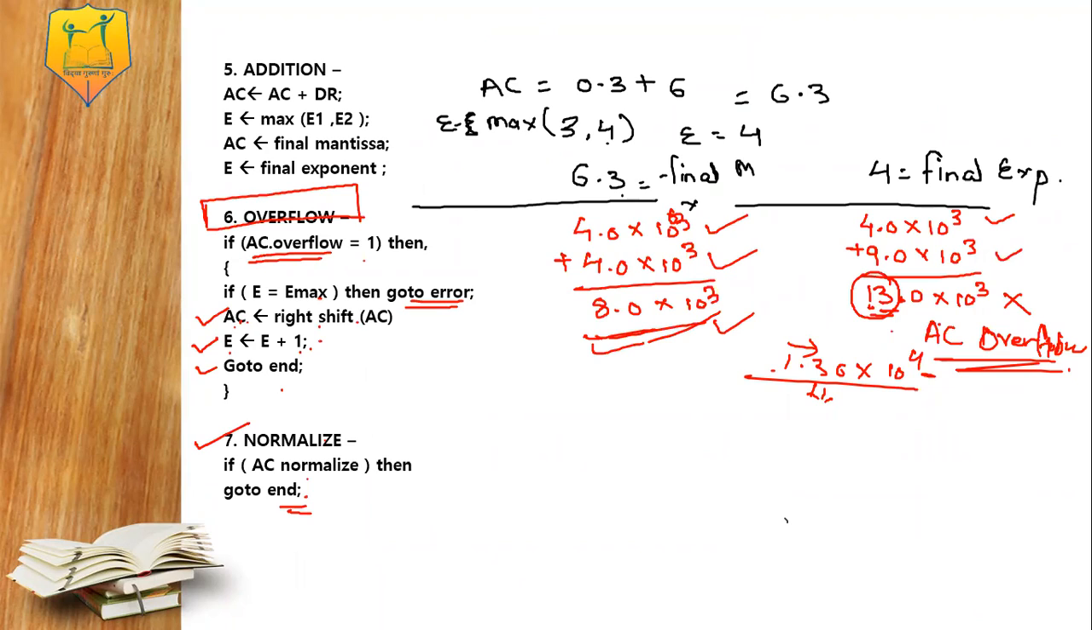Now the next step is to simply add the mantissas and keep the maximum value of the exponent, and that would become your final mantissa and final exponent. Then check whether it is overflow. Overflow means more than one digit on the left hand side. If it is, then make it normalized form. Seventh, you have to check the normalization. If it is normalized, then end of the process.